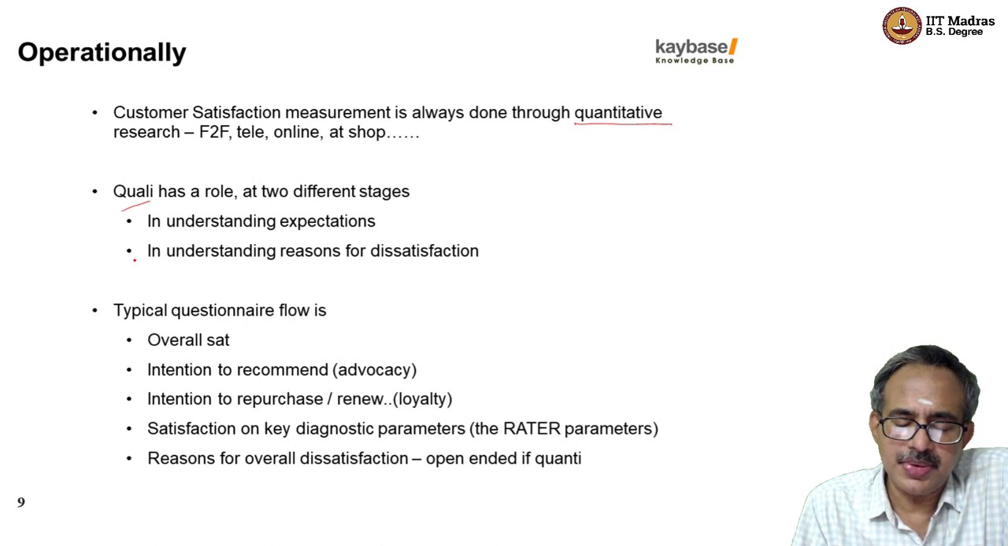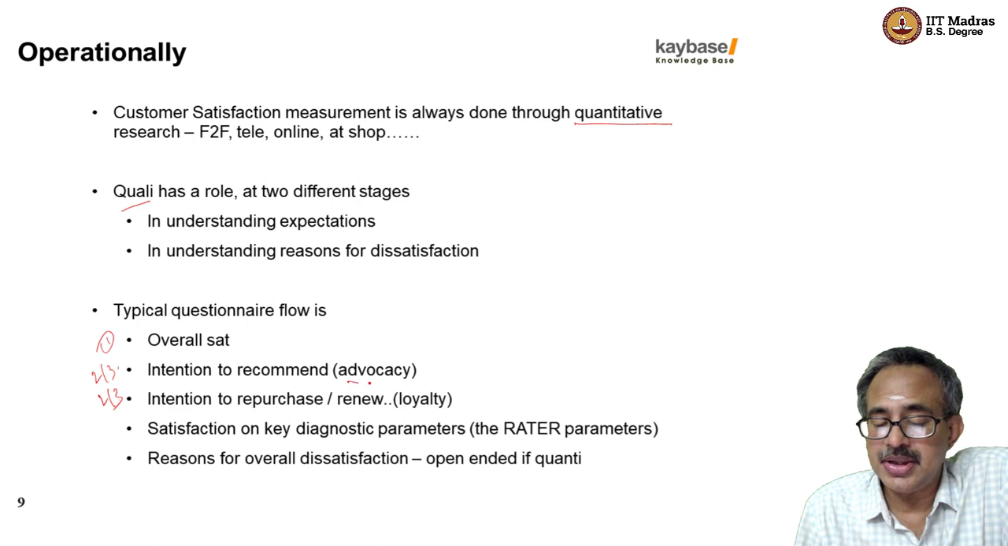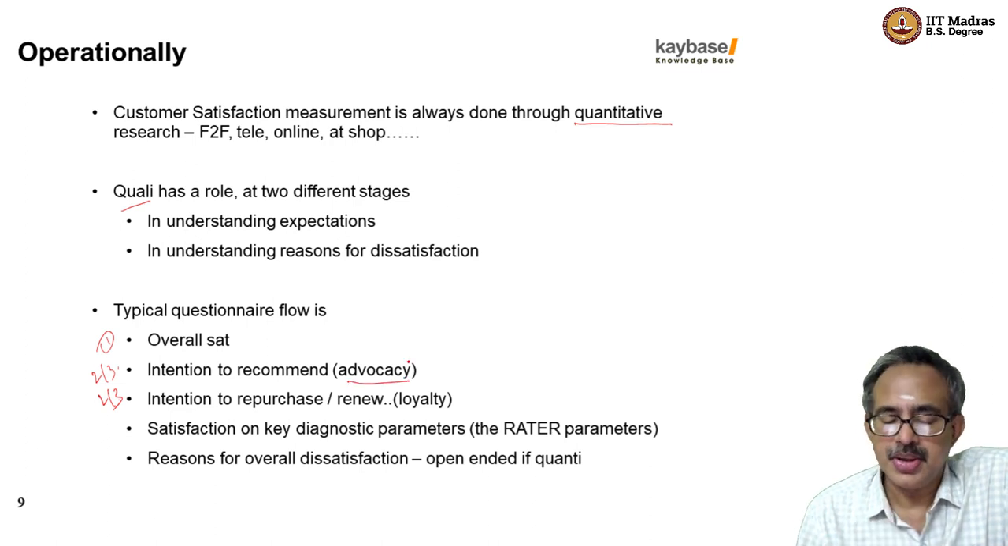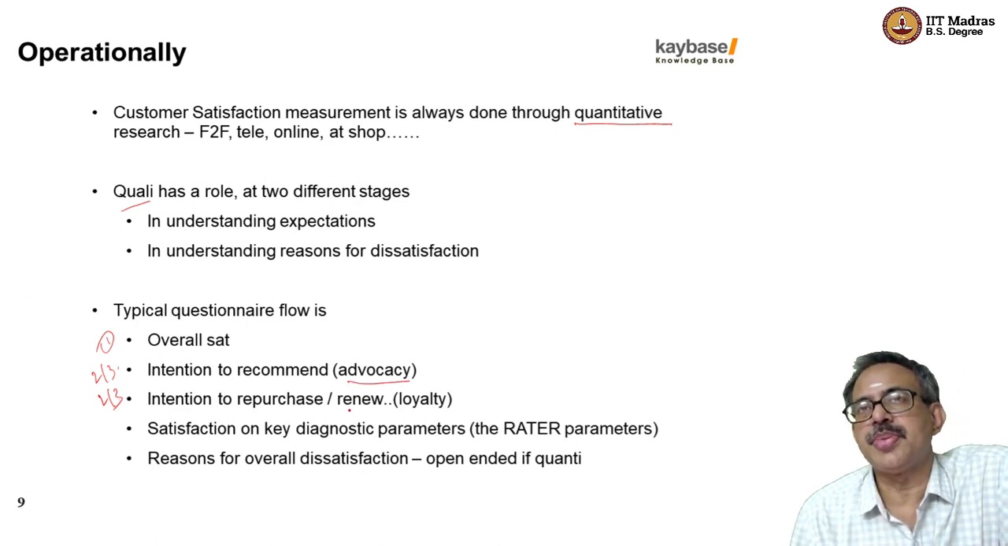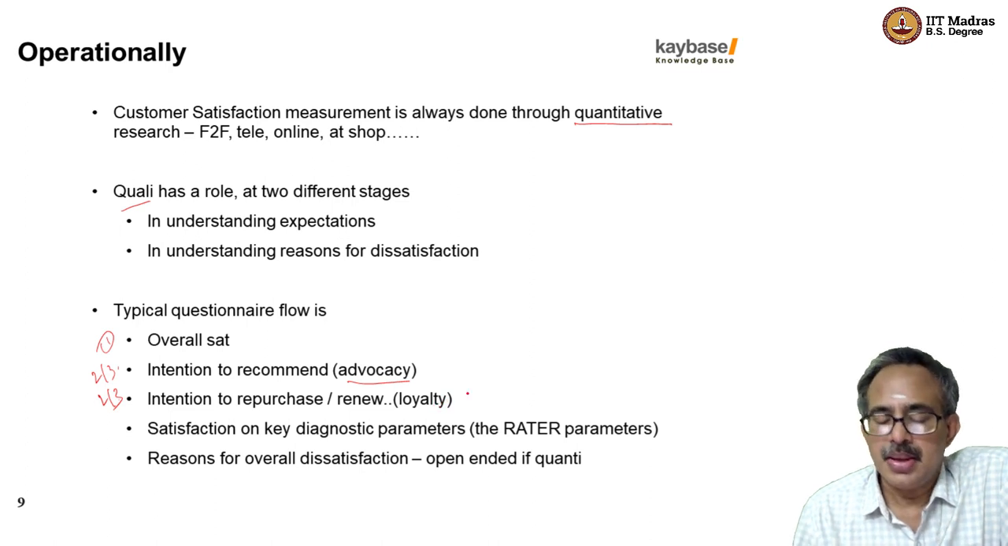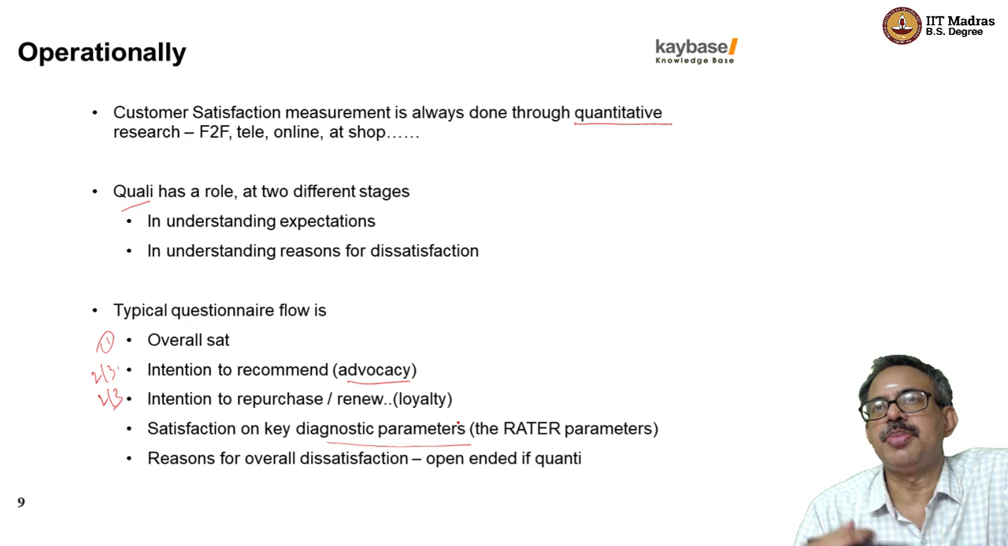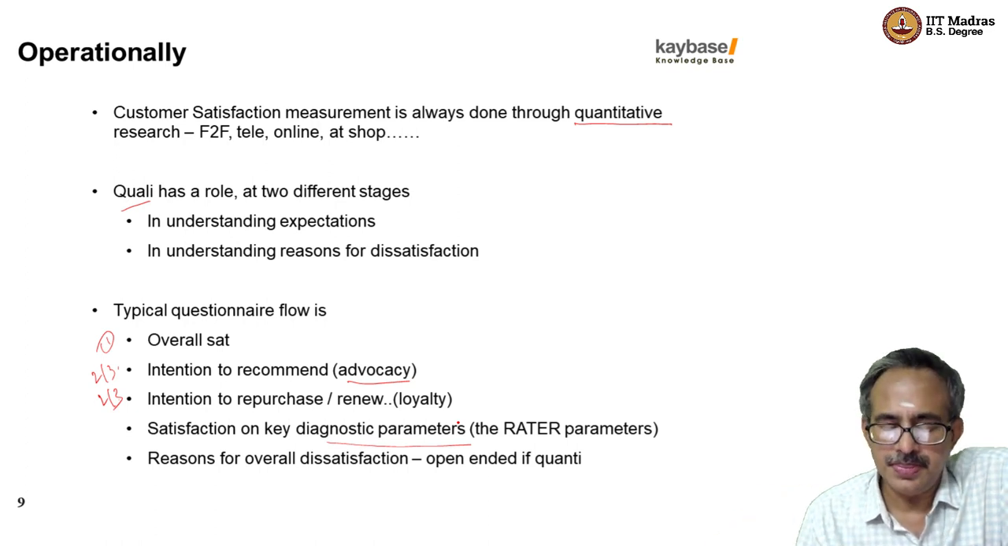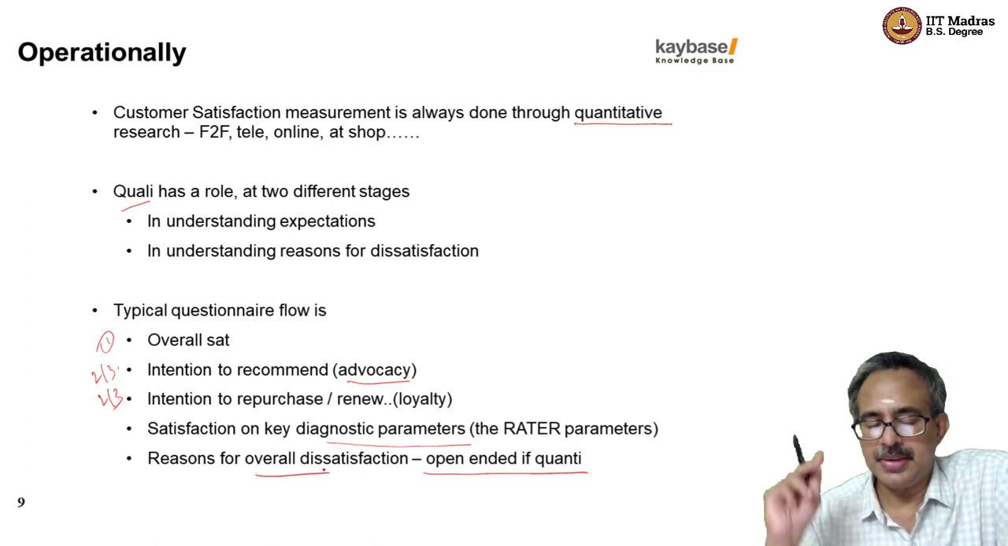And the typical questionnaire flow would be, first we ask, are you happy? Second, this can be second or third, doesn't matter. Will you recommend us, which is advocacy? I'm an advocate for the brand. Will you repurchase or renew your subscription, which is loyalty? Are you happy with us on key diagnostic parameters? Are you happy on air conditioning? Are you happy on service, on courtesy, etc., etc.? And open-ended questions. Why are you unhappy?